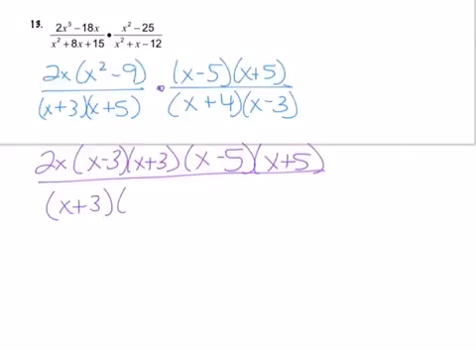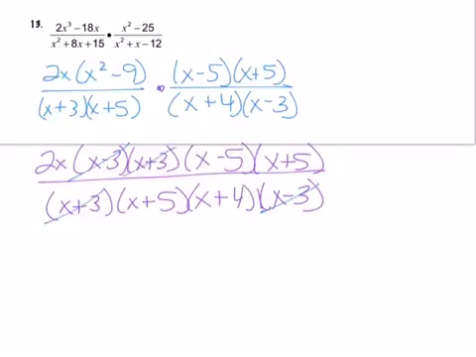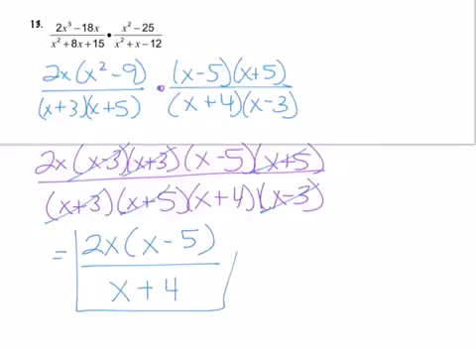x plus 3, x plus 5, x plus 4, and x minus 3. So now I go through and I cancel, get cancel happy. I'm done with those. x plus 3 cancels, x plus 5 cancels. So what I have left is 2x times x minus 5 on top, all over x plus 4. That is my final answer.